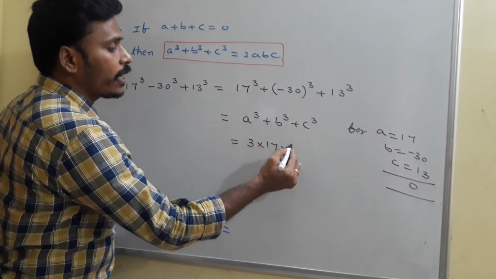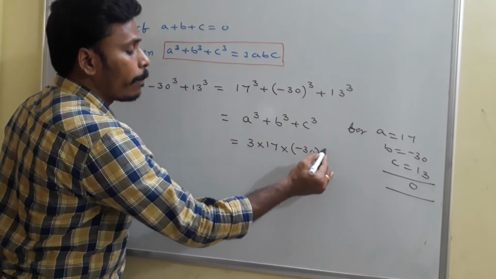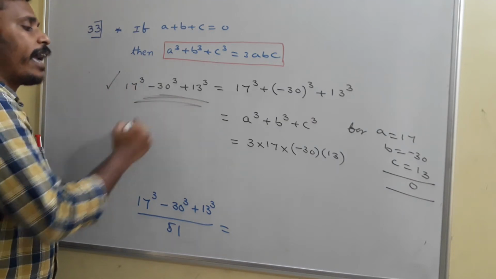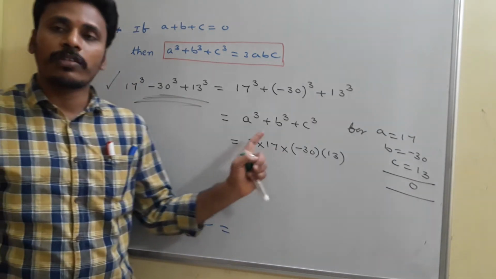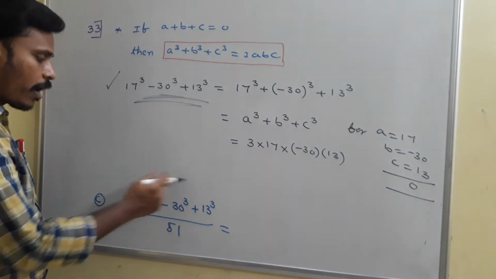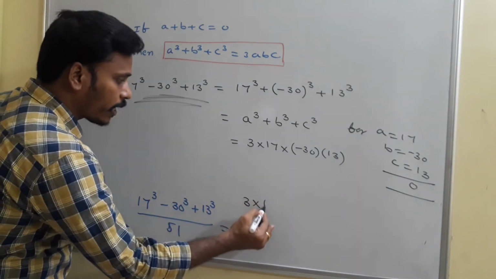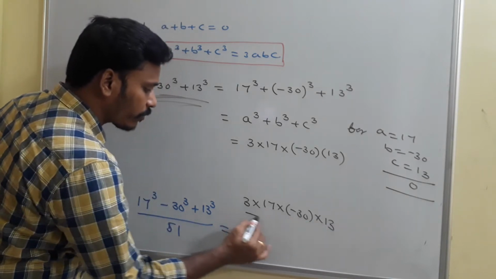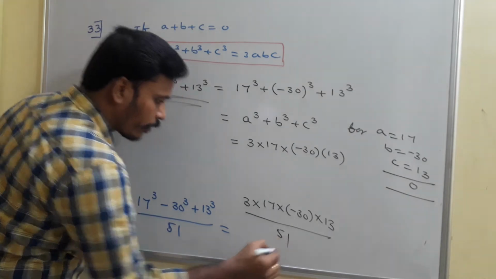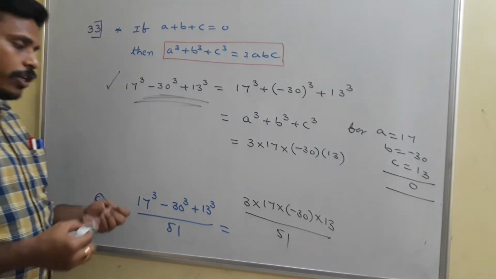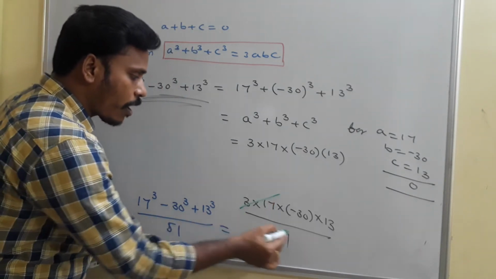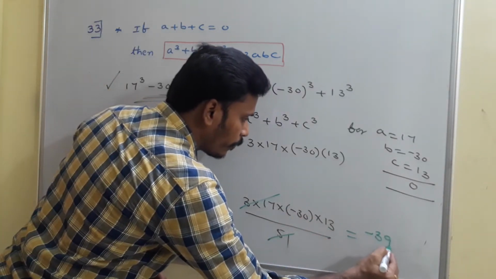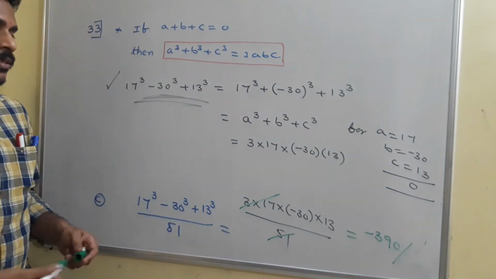So directly I am writing it as 3 into 17 into minus 30 into 13. So this value is directly equal to that 3 into 17 into minus 30 into 13. And coming to this problem, now the numerator is 3 into 17 into minus 30 into 13 divided by, as they given, it is 51. And now go for the cancellations. This 17 3s, 51 and 51 will get cancelled. At the end you are left with 13 3s, 390, and your answer is minus 390.